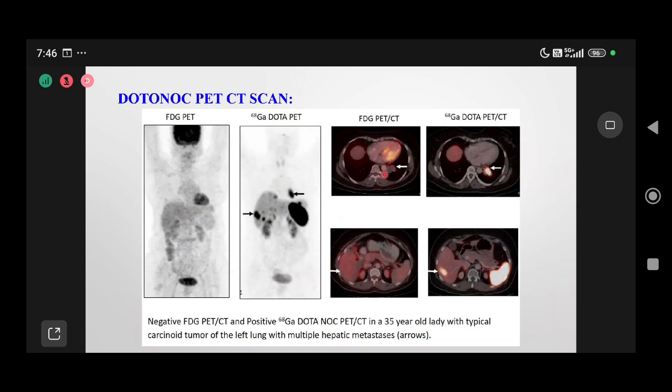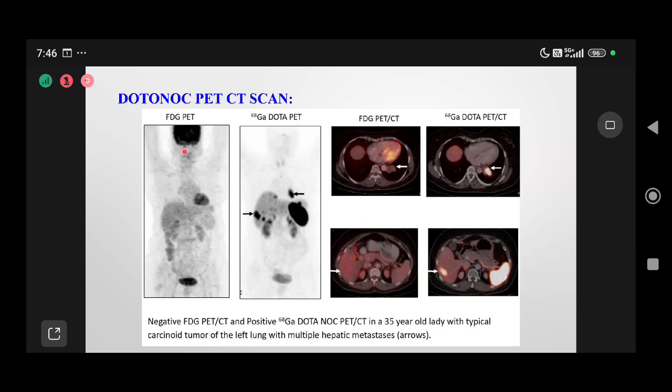Neuroendocrine tumors, most of them, if low grade, that is grade 1 and grade 2, will be FDG negative but DOTA positive. Since they express the somatostatin receptors, this DOTANOC will go and bind to the somatostatin receptors, and gallium helps us to give the images or the radiation which will be captured by the machine. We can see over here, this is the FDG PET CT scan of the same patient, and this is the gallium PET CT scan. In the gallium PET CT scan, we can observe there is no brain uptake.